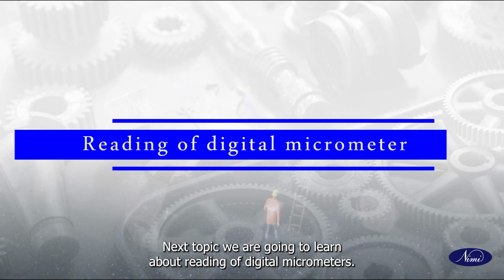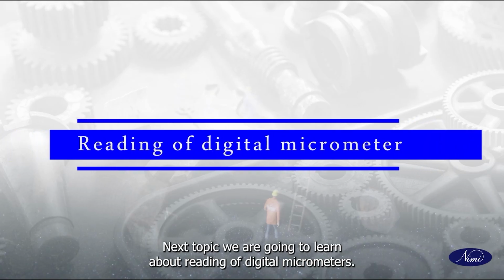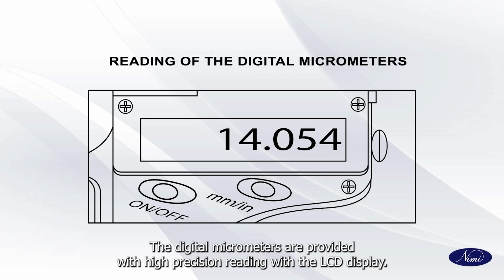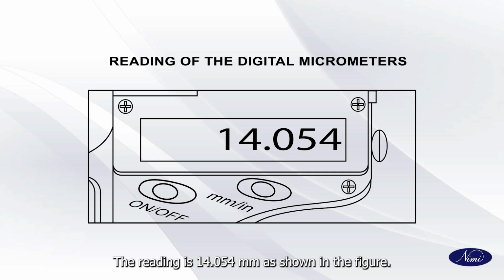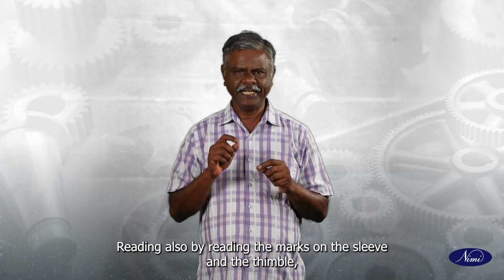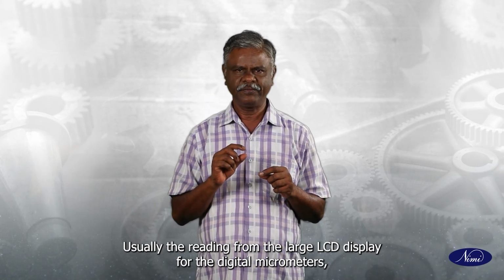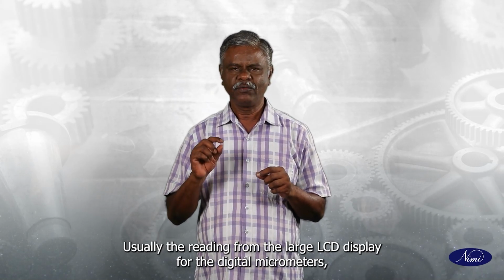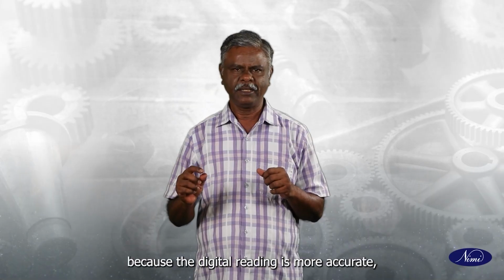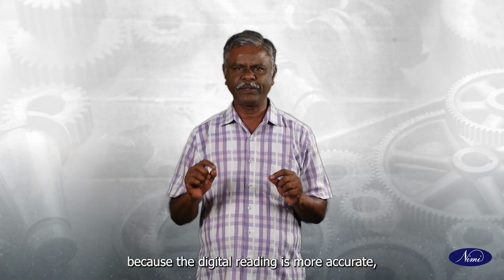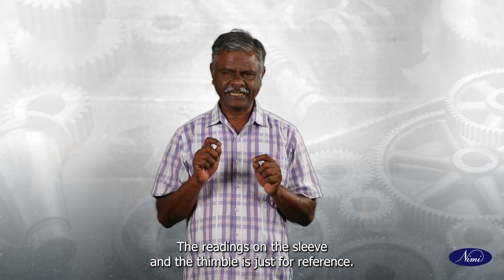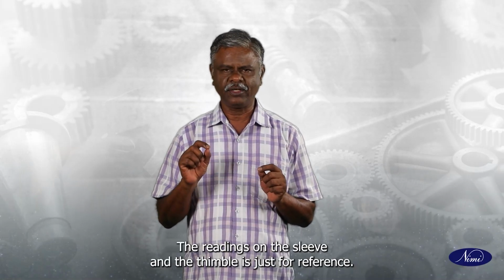Next topic, we are going to learn about reading of digital micrometers. The digital micrometers are provided with high precision reading with LCD display. The reading is 14.054 mm as shown in the figure. Reading is also possible by reading the marks on the sleeve and the thimble. Usually we take the reading from the large LCD display for digital micrometers because the digital reading is more accurate. The readings on the sleeve and the thimble are just for reference.